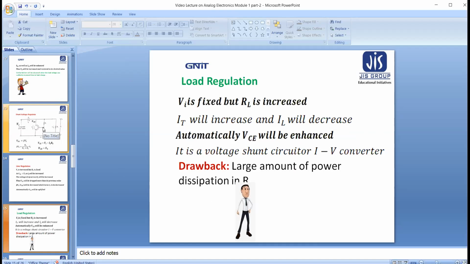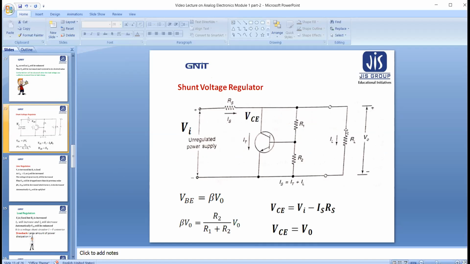What will happen? Again, when the load resistance is increased, the load current will be dropped, and in that case VI is constant. So the transistor will draw much current. When the transistor draws much current, VCE will be dropped, which will affect the load voltage. So when the load voltage is reduced, it will further reduce the base emitter voltage. Thus the base current will be reduced, and automatically the collector current will also be reduced, which will further improve VCE. So again V0 will be increased.